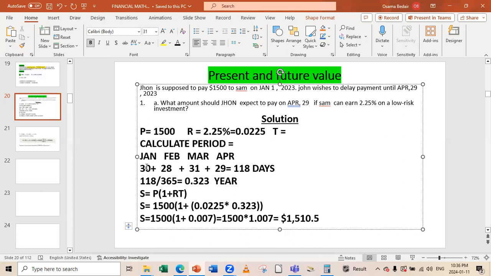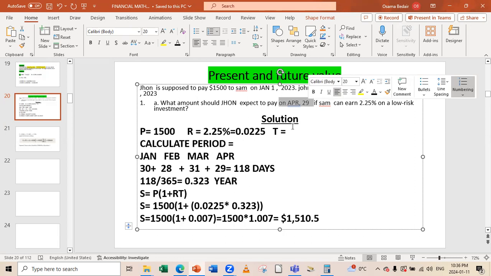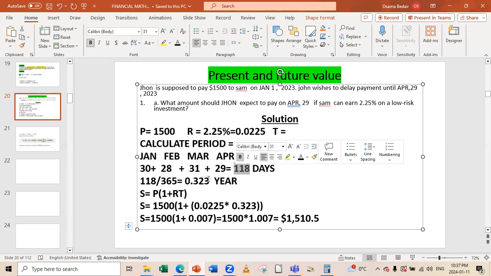January usually has 31 days. So 1 day is left, so only 30 days in January. Plus February is 28 days because this year is 2023. Then March is 31 days. We knew this. Then April, how many days in April? Including the day of the deposit or the day of the drawing, here it is 29 days. So when we add this, 3 and 2, 5 and 3, 8, all 118 days.